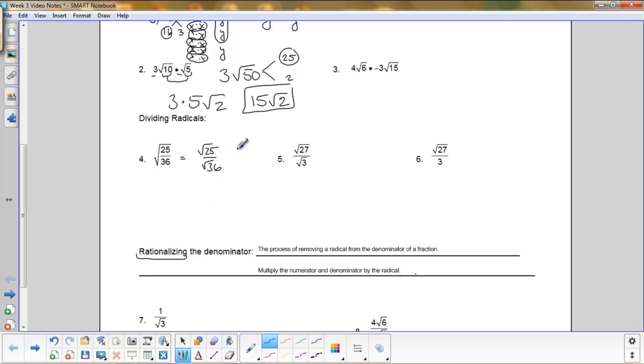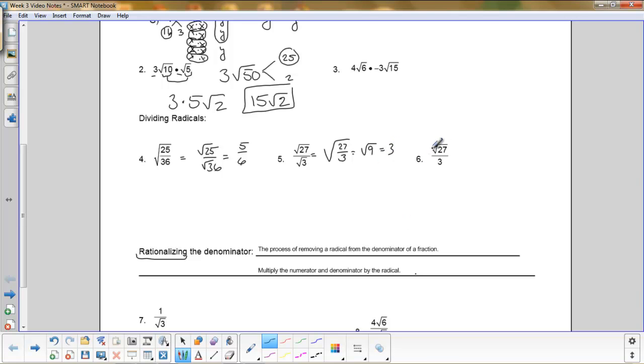So the reason I want to do that is because now what I can do is I can take a look at each number individually, and in this case it works out that they're both perfect squares, so it's 5 divided by 6. So in this case the radical is already written this way, so I can go ahead and reverse it, and I can rewrite it as the square root of 27 divided by 3. And the reason I want to do that is because if I simplify this number, 27 divided by 3, I get the square root of 9, which is 3.